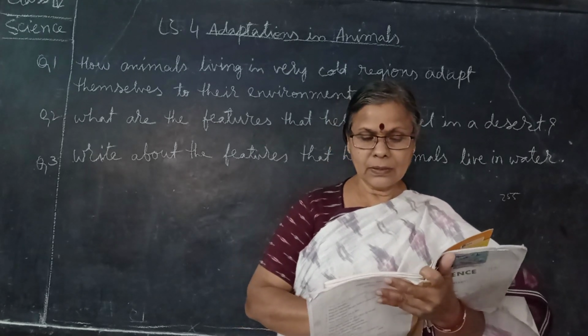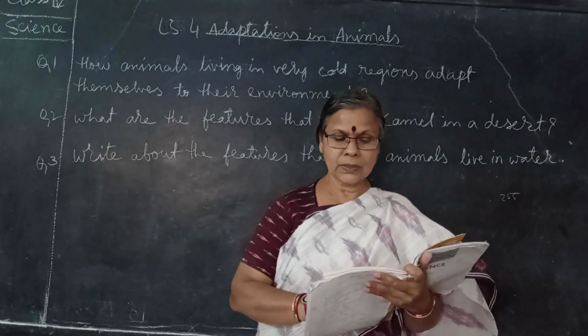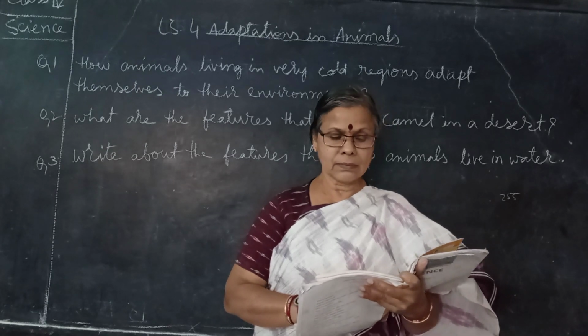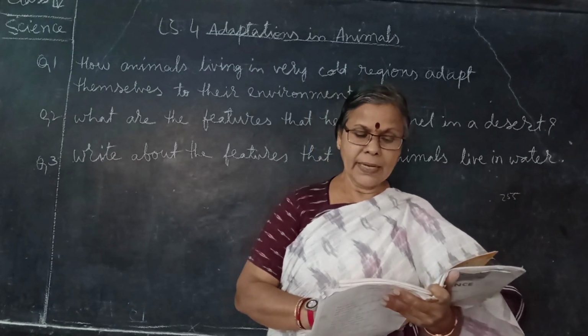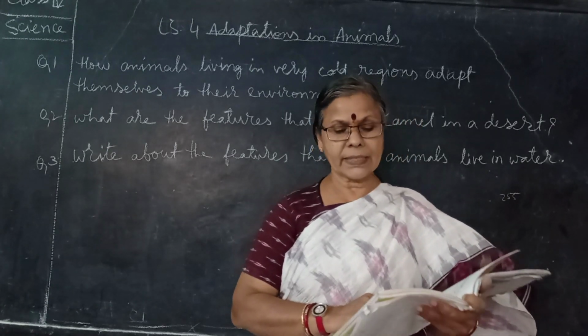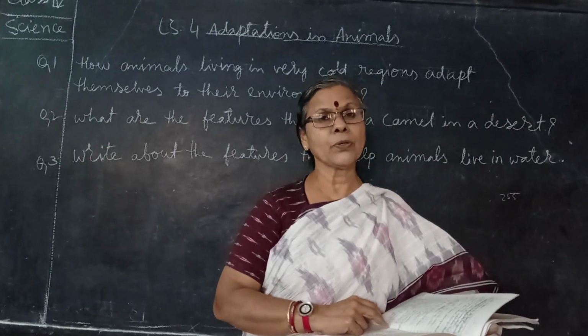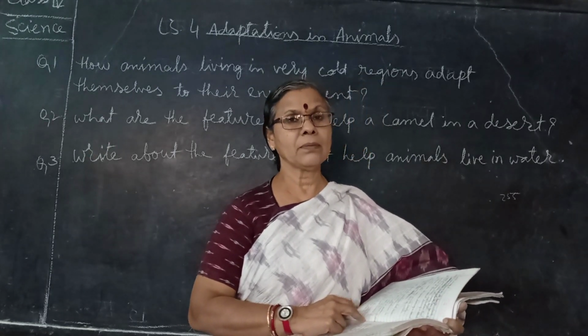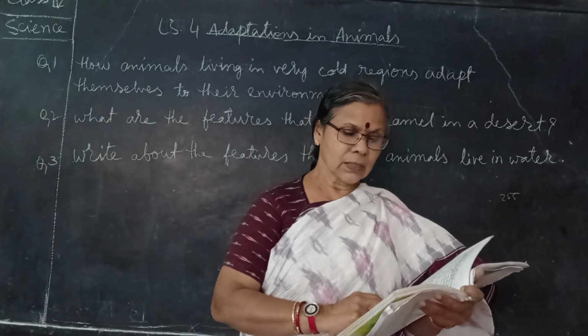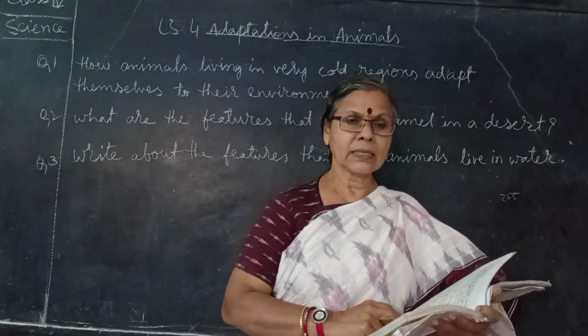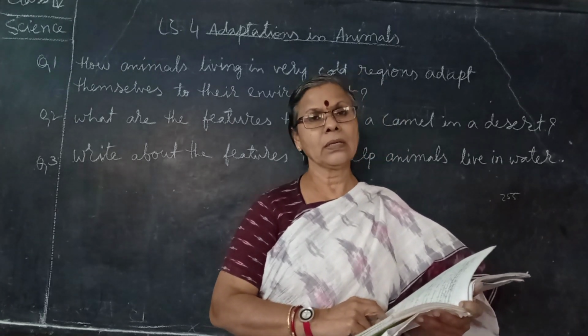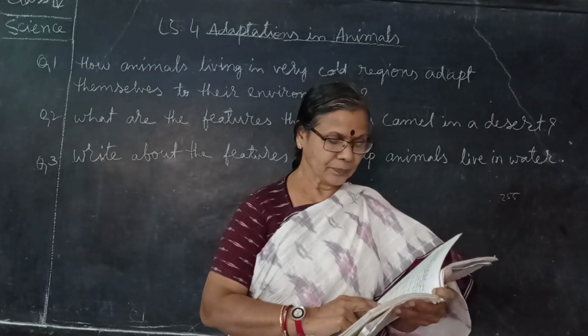Now, the fourth question's answer. What are arboreals? Give some examples. Animals that live mostly on trees are called arboreal animals. Examples: monkeys, squirrels, lizards, chameleons. They are all arboreal animals.